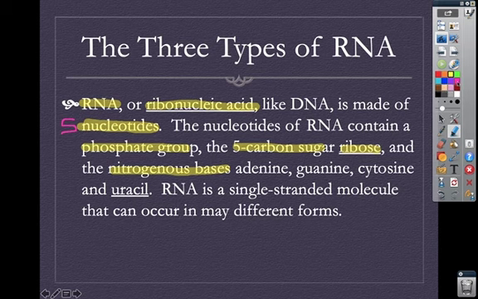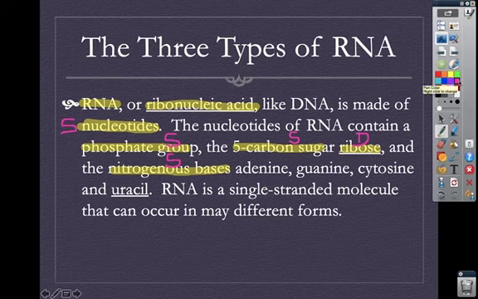Okay, so first I'm going to do the things that are the same. So it has a phosphate group. That's the same. It has nitrogenous bases. That's the same. All right, it has a 5-carbon sugar, so that part's the same, but the name of the sugar is different. The sugar is called ribose. So that's a difference between the two of them.